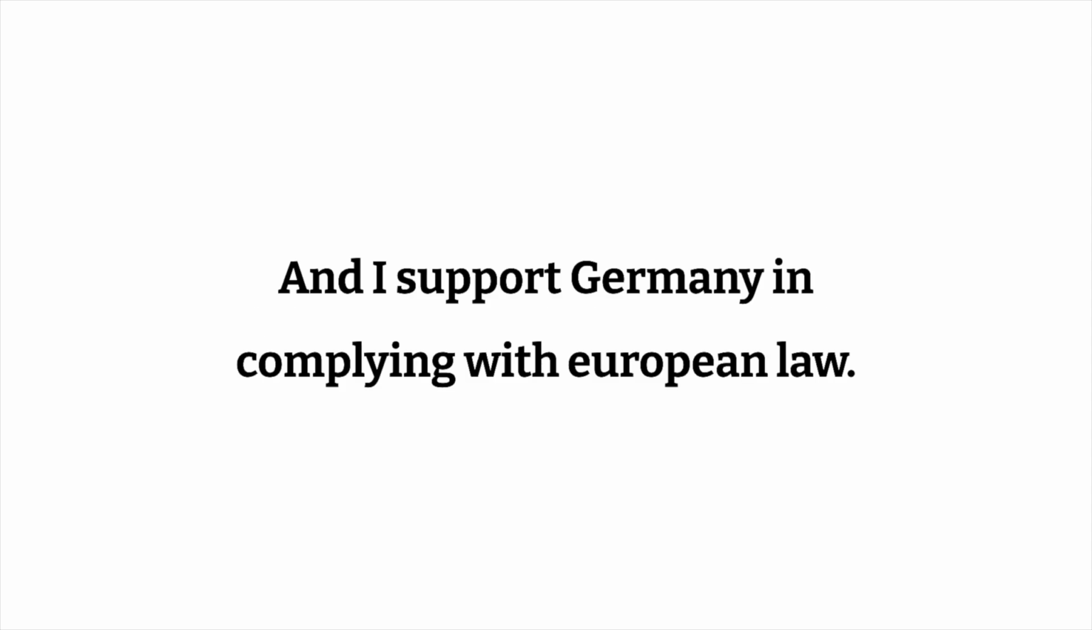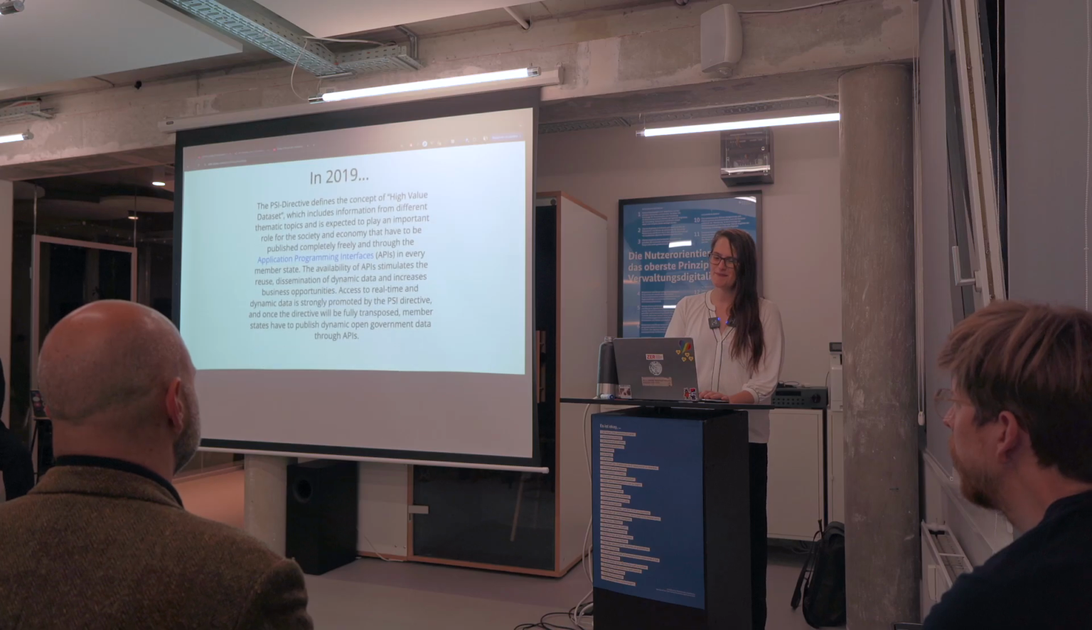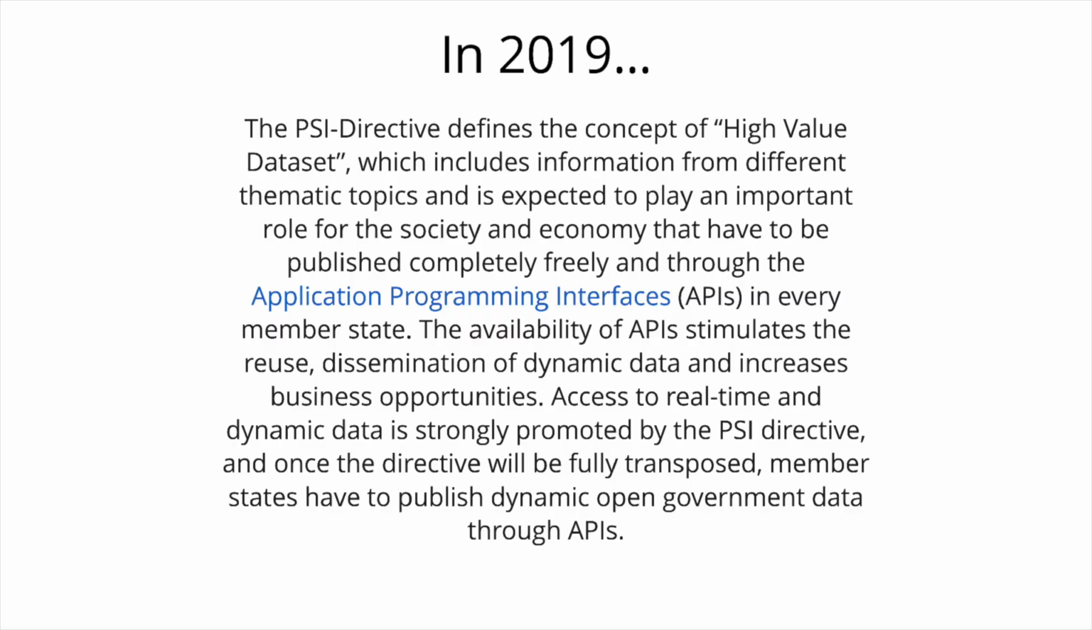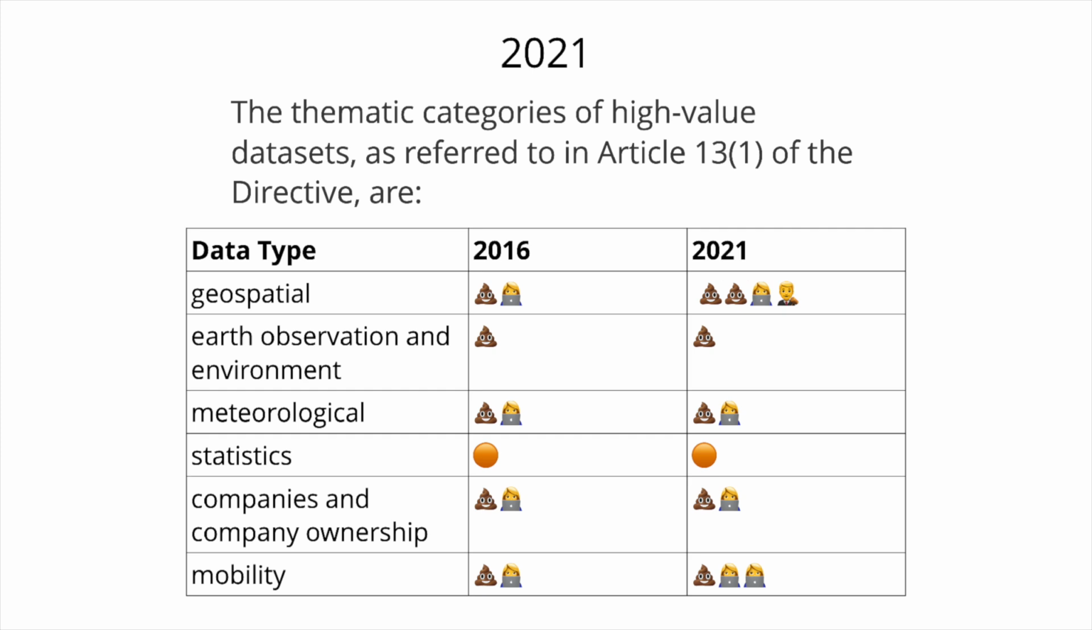And as a side note, I'm supporting the German government and complying with European law, because since 2019 there was a PSI directive, 2019-1024, I think, which basically says that every government inside the European Union needs to provide data in the category of geospatial, meteorological, statistics, and company ownership publicly as an API. Originally, I think they checked this in 2016, and Germany didn't have anything. And in 2021, it didn't get better.